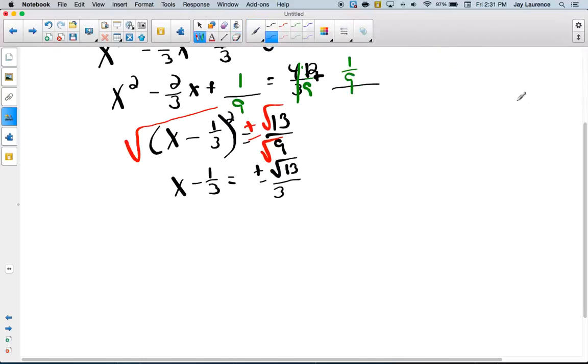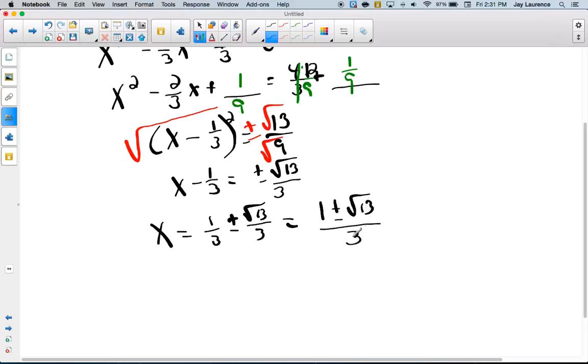One more step, and that's to add 1/3 to each side. So x is going to equal 1/3 plus or minus rad 13 over 3. Okay, and so I'm going to get 1 plus or minus rad 13, and that will be over 3, and there are your two solutions.